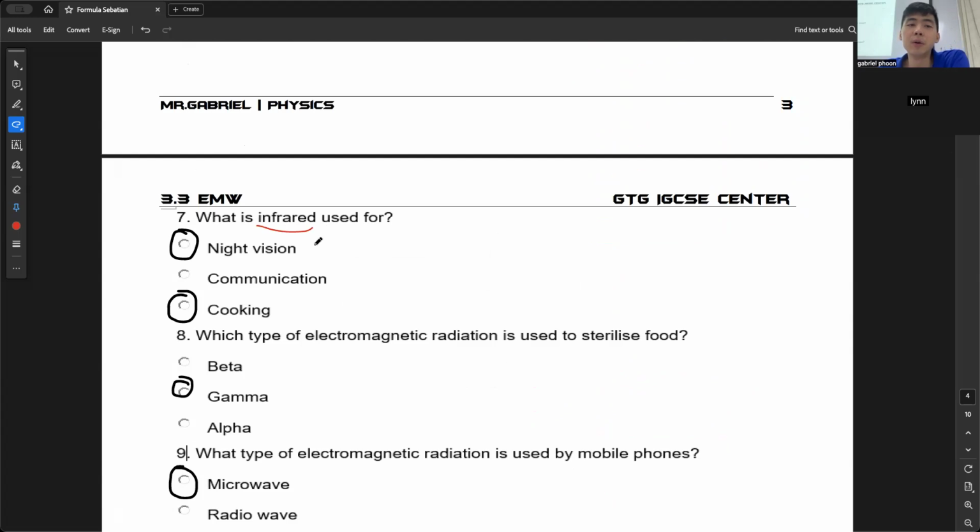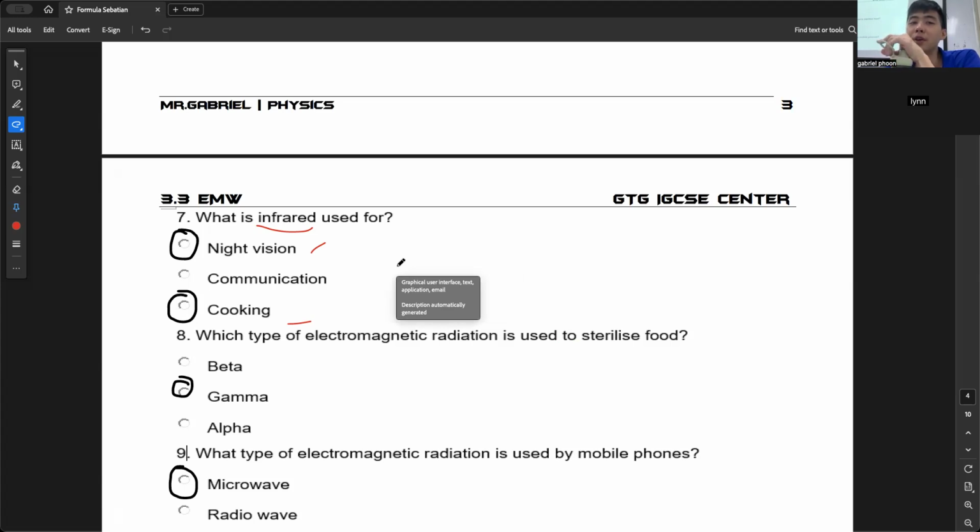Whenever you see the word infrared radiation, you have to remember that it's anything to do with heat, guys. So if you wrote night vision or cooking, I accept the answer. No, night vision will be a different thing. Like the night vision that the soldiers use to see, that's using infrared. So this one I accept both lah, if you read right.